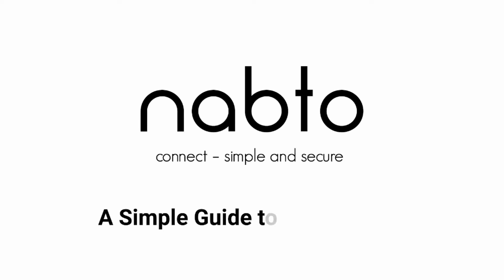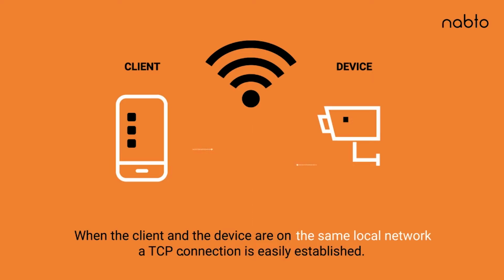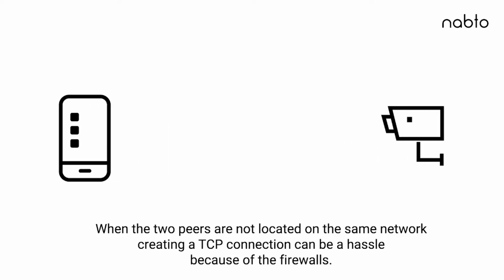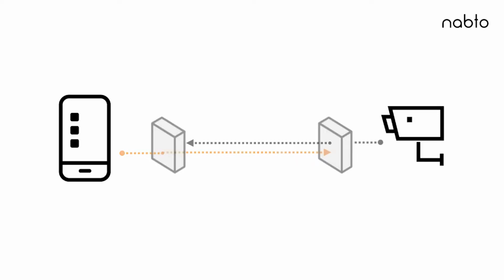A simple guide to TCP tunnels. When the client and the device are on the same local network, a TCP connection is easily established. When the two peers are not located on the same network, creating a TCP connection can be a hassle because of the firewalls. The solution is to create a remote TCP tunnel.